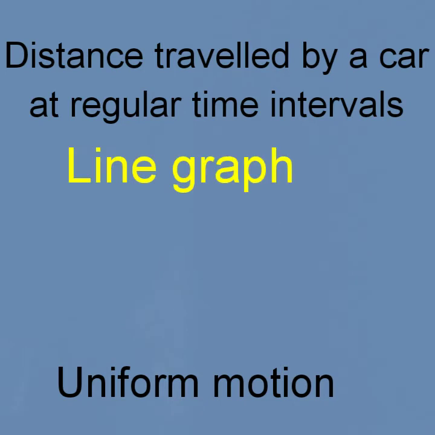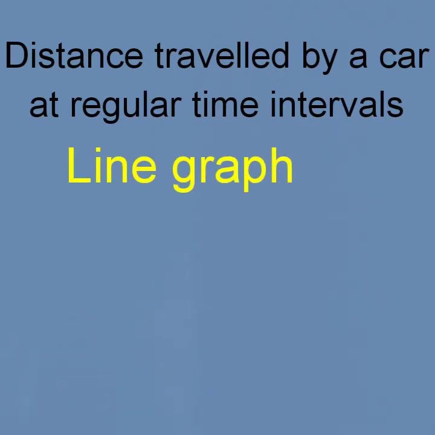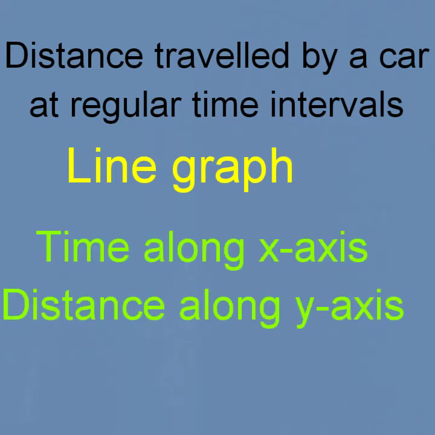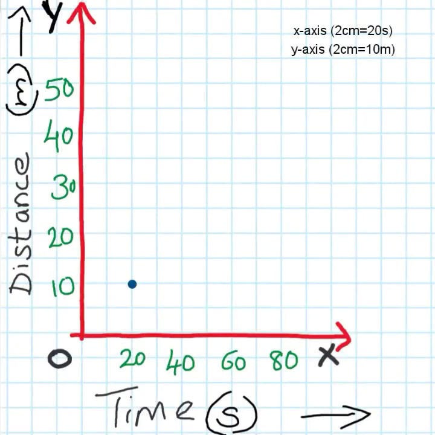With the help of a line graph, we can represent this motion. Take the independent variable time along the x-axis and the dependent variable distance along the y-axis. Then we choose a convenient scale. Along x-axis, 2 cm equals 20 second and along y-axis, 2 cm equals 10 meter. Then mark the points of the observations. We get a straight line here. Thus, for uniform speed, a graph of distance travelled against time is a straight line.